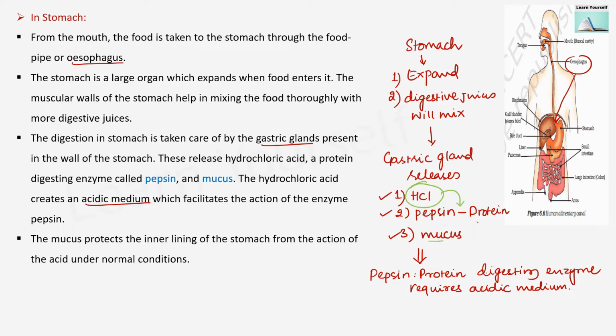Now what is the function of mucus? Mucus protects the inner lining of the stomach from the action of acid under normal condition. So in the stomach, the acidic medium will be there. So the inner lining should not get destroyed by this acidic environment. So the mucus will protect the inner lining of the stomach. So that is how the complete process of digestion in the stomach will be completed.